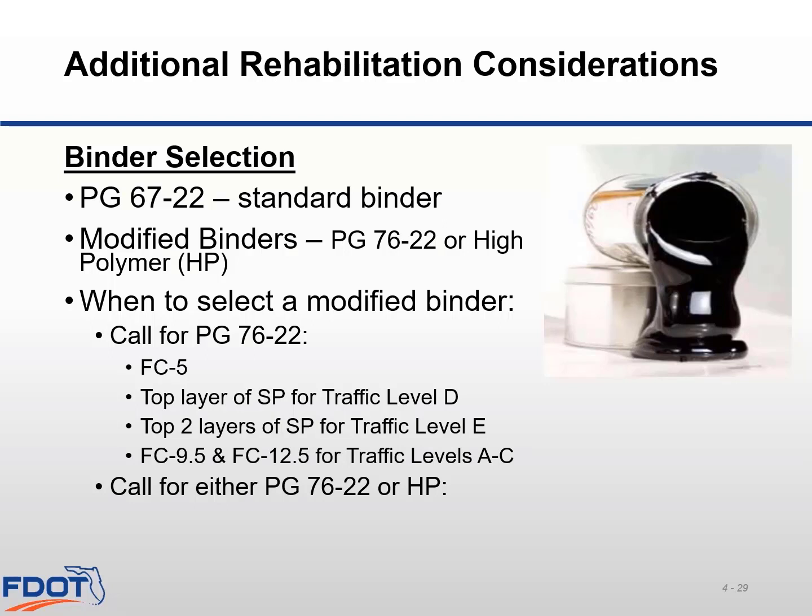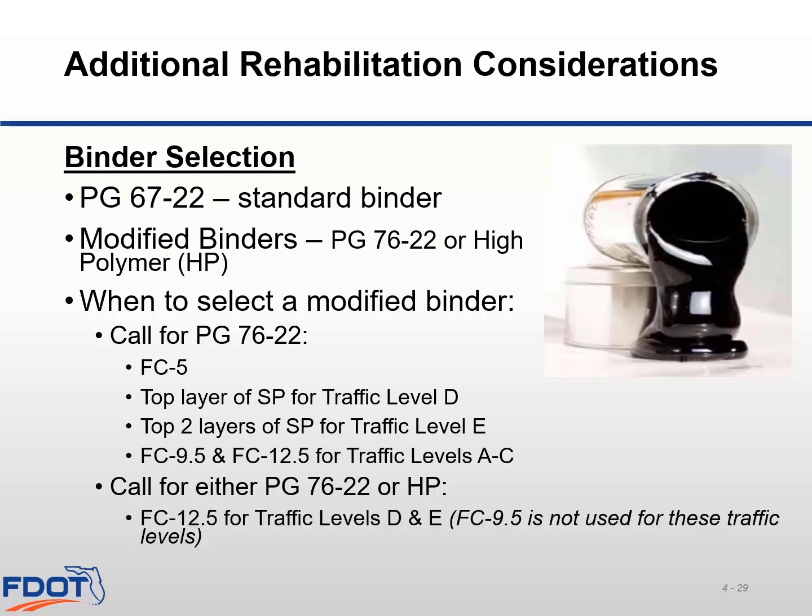You should call for either PG 76-22 or high polymer for FC 12.5 in areas of traffic levels D or E. The reason FC 9.5 isn't listed here for this category is, again, because it's not used on these higher traffic levels. And you should also use either PG 76-22 or high polymer in areas where you know you'll be having heavy traffic and slow-moving loads such as intersections and toll booths. The resilient modulus of asphalt is less under a slow-moving load than under a more dynamic high-speed load, which results in a higher potential for rutting. So that's why we suggest using the modified binders in these areas.